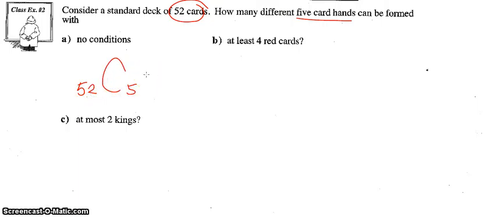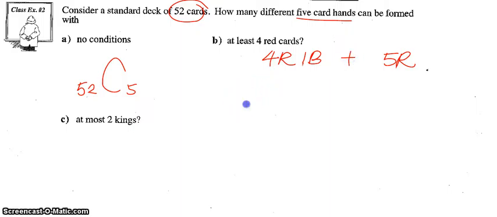At least 4 reds. Okay, if you have 5 cards and at least 4 reds, what are the cases? Lay it out. You have 4 red, but you have 5 cards, so what happens to the last card? 4 red, 1 black. Or you can have all 5 red, right? That's still at least 4 red. So these are the 2 cases. You add them.